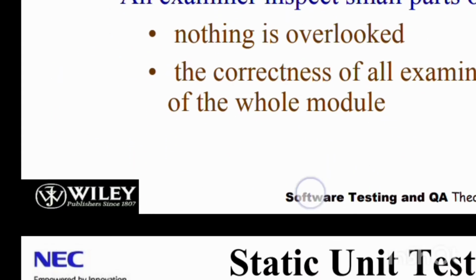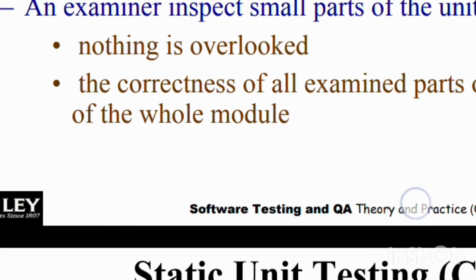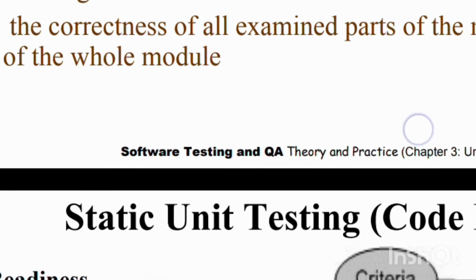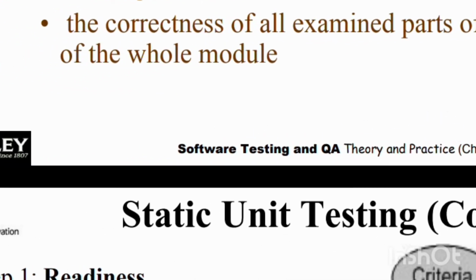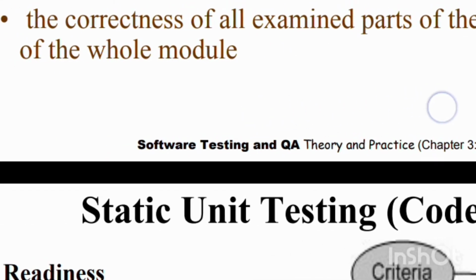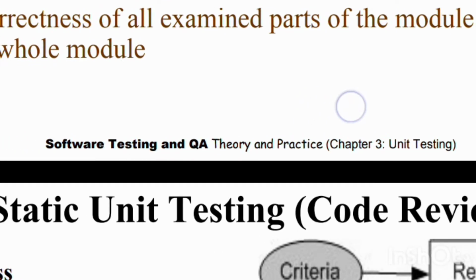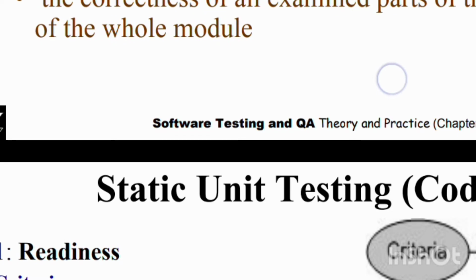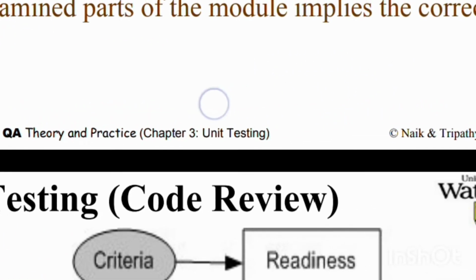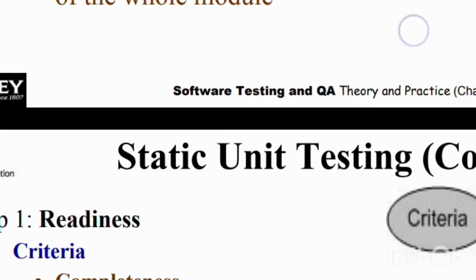Code review must be planned and managed in a professional manner. The key to the success of code review is to divide and conquer. An examiner inspects small parts of the unit in isolation. We understand that in unit testing, the unit is in an isolated environment. It is checked and nothing is overlooked. Everything will be examined. The correctness of all examined parts of the module implies the correctness of the whole module.